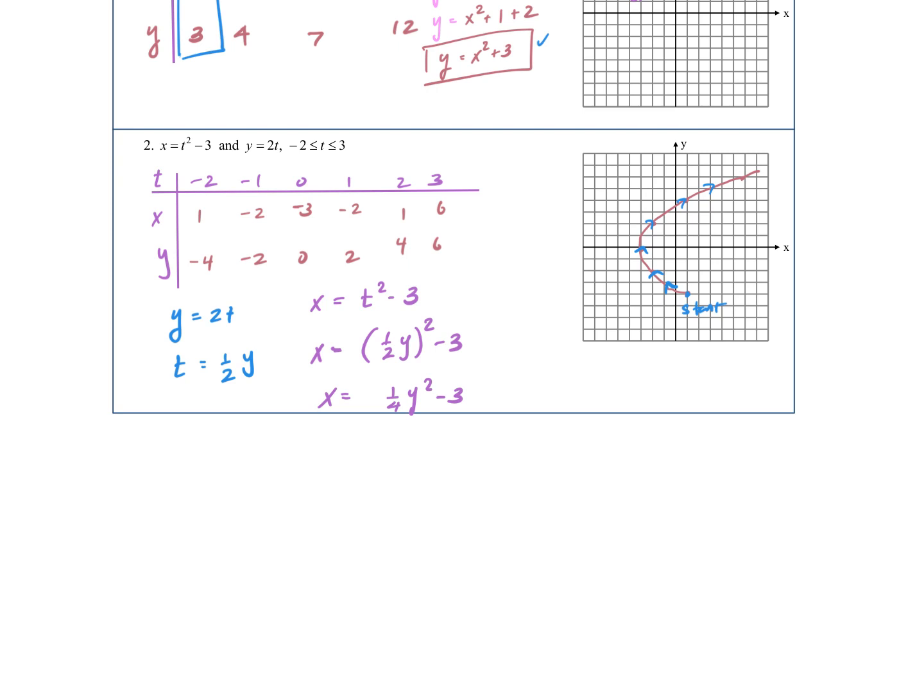And then if we were to graph this, it's y squared, right? So it's a sideways parabola. The 1/4 makes it a little bit fatter, and then the minus 3 shifts it to the left, because it's a y parabola, so it's going left and right.